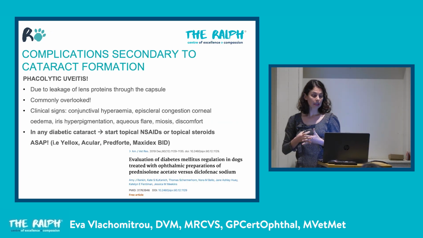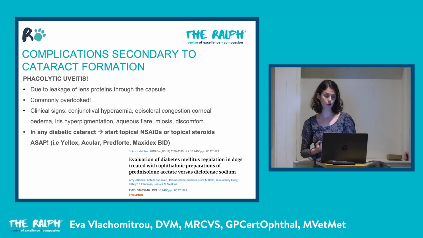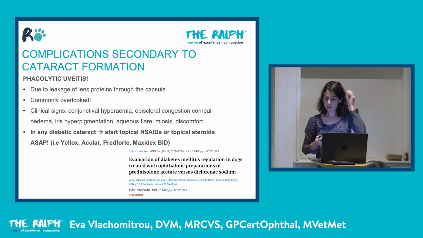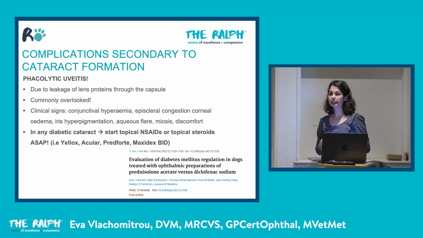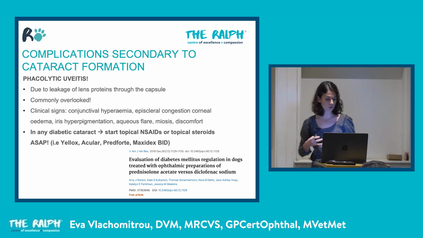What complications can we encounter sometimes secondary to cataract formation? The most important is phacolytic or lens-induced uveitis. Uveitis means inflammation inside the eye. And phacolytic uveitis forms when proteins from the cataractous lens start leaking through the capsule to the rest of the eye. As we said before, the capsule is quite stretched, quite enlarged, so the pores of the capsule become enlarged, and this is how the proteins find the opportunity to leak out of the lens.